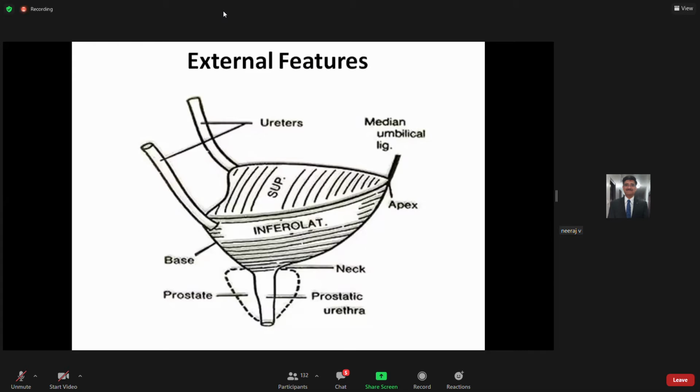So basically the neck, and the apex is the part of the urinary bladder which gives attachment to the median umbilical ligament over here. And then if you look on the posterior side, this side, you can see the base of the posterior surface. At the junction of the inferior lateral surface with the posterior surface in its upper part, you can identify the presence of the ureter. So this is where your ureters come and open into your urinary bladder.